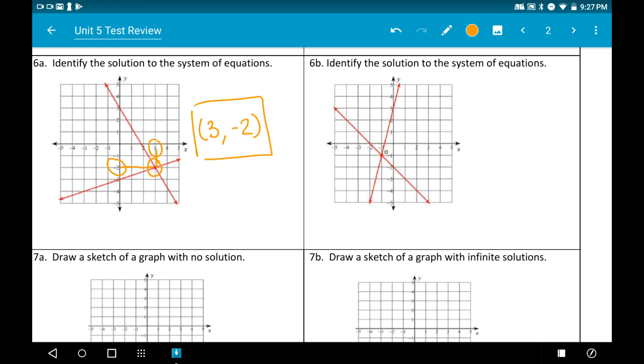6b, we're going to do the same thing. They intersect right here. Our x value is at -1, and our y value is at +1. So (-1, 1) is our solution.